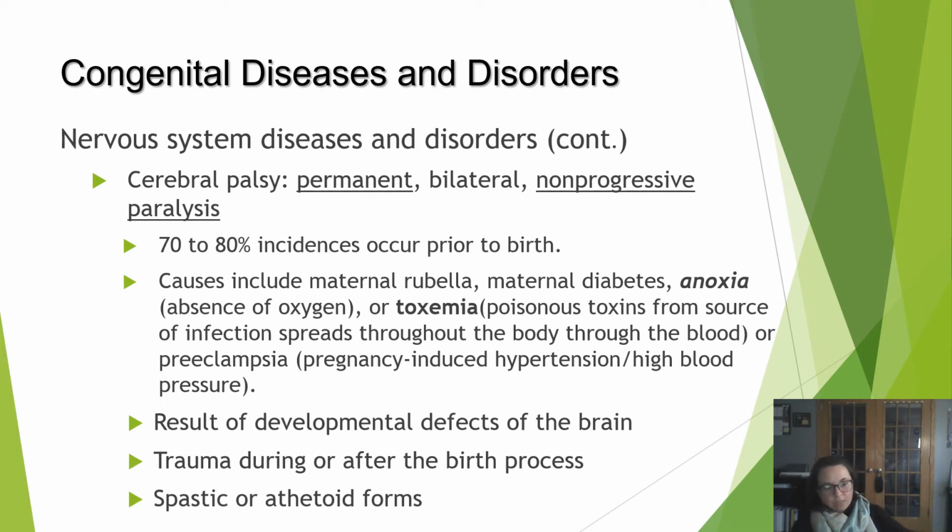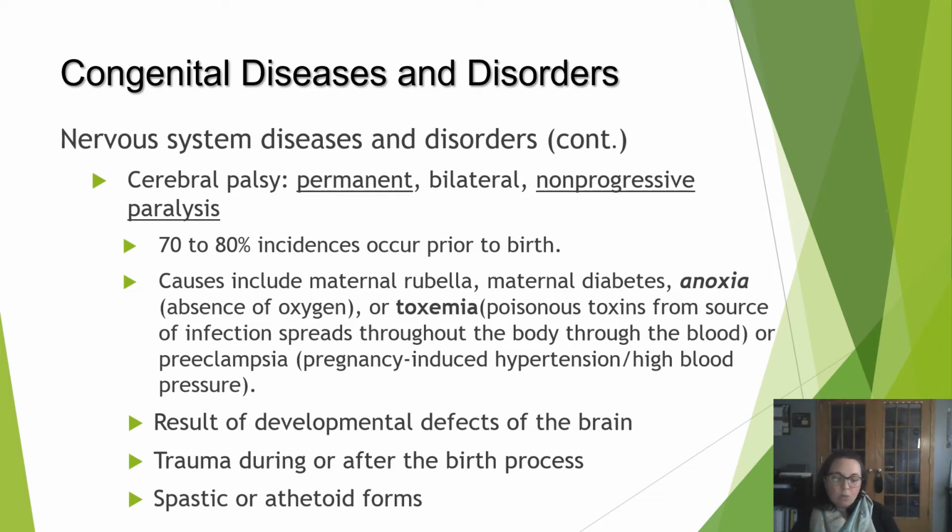Cerebral palsy. This is a permanent, bilateral, non-progressive paralysis. 70 to 80% of incidences occur prior to birth. Causes of cerebral palsy include maternal rubella, which is why it was important to have a vaccine. Maternal diabetes, anoxia, A for anti, ox for oxygen. So anoxia is the absence of oxygen, which could occur if the embryo's umbilical cord gets wrapped around the neck, or there are also other scenarios.